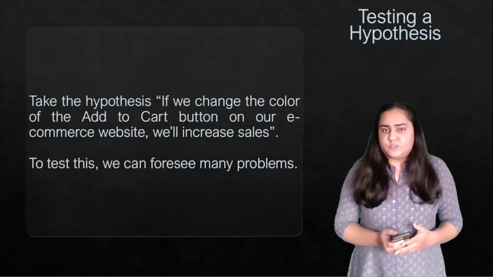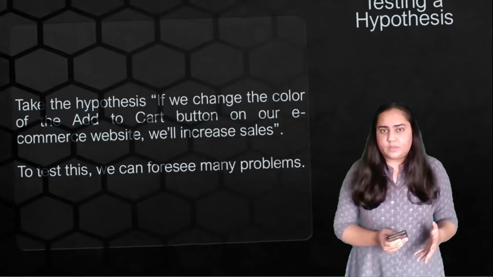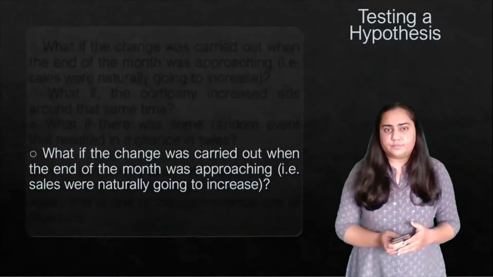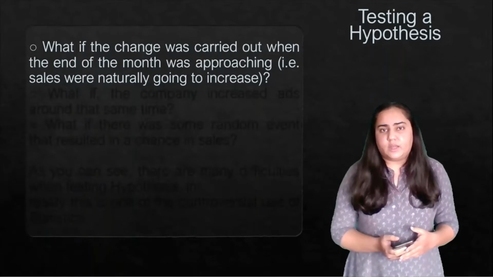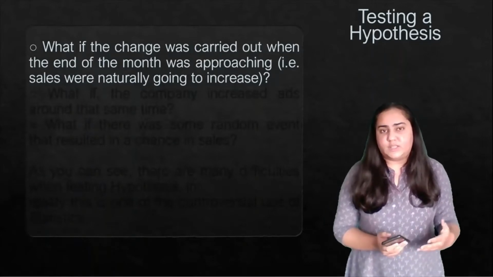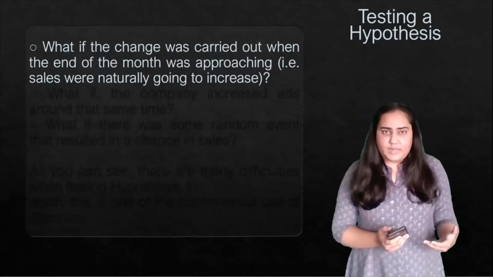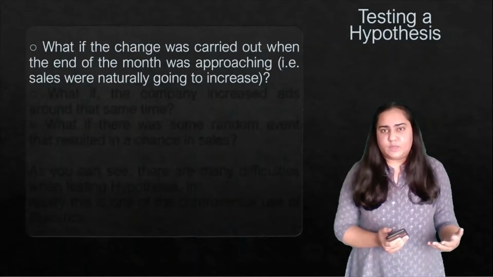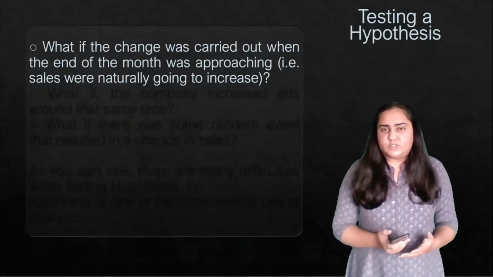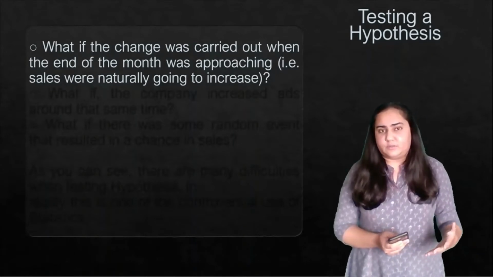To test this, first of all, you have to foresee a lot of problems that can happen. And we are going to see those problems now. What if the change was carried out when the end of the month was approaching? That is when the sales were naturally going to increase. End of the month is when people get paid, and that's why they are more likely to buy stuff. And that's why sales could just naturally increase. It may not be because you changed the color of the button.